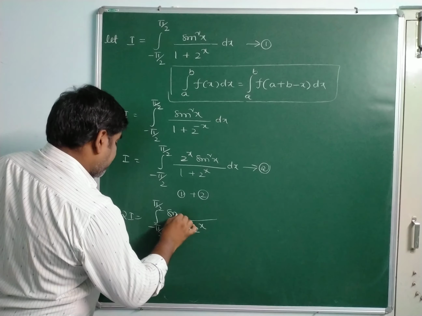Right. Now again the limits are in the form of minus a to plus a. Clearly sine square x is an even function. Any even power of sine is always an even function. So according to that property, 2I is equal to twice integral 0 to pi by 2. Why did you write it like that? Because sine square x is an even function and the limits are in the form of minus a to plus a. So you can write twice integral 0 to pi by 2 of sine square x.